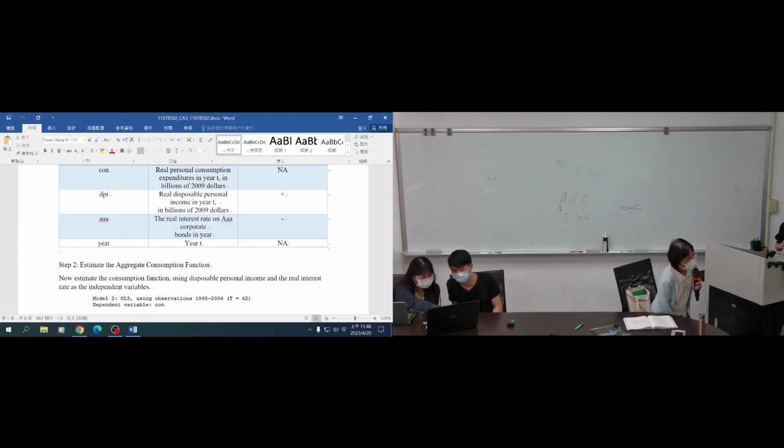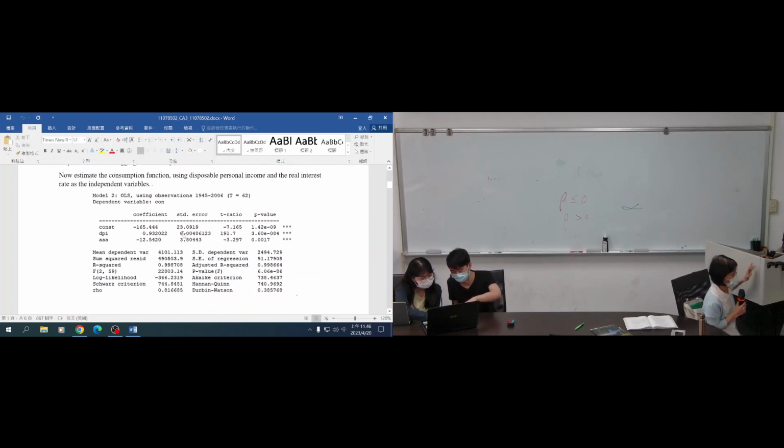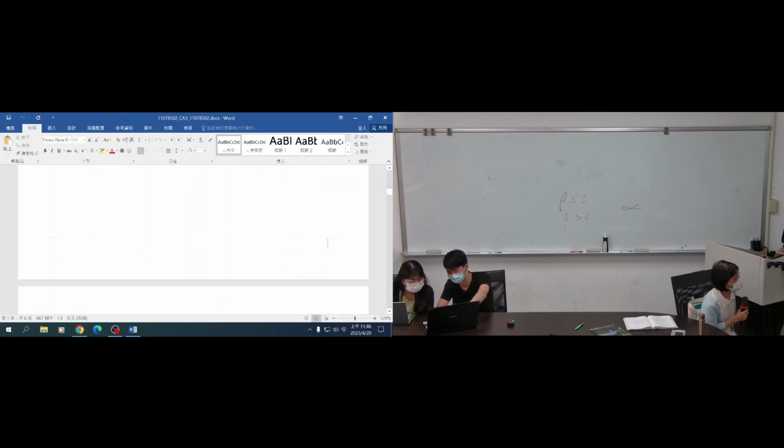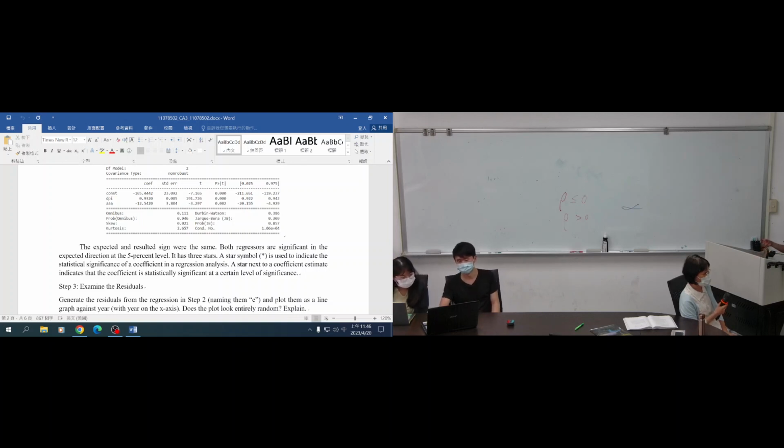Hello. Okay. So this is my one. It's almost the same. At first I tried with Gretl so that I can compare the results with the Python one. The results were really the same, and the expected and resulted signs were also the same. Both regressors are significant in the expected direction at the 5% level. It has 3 stars as well.